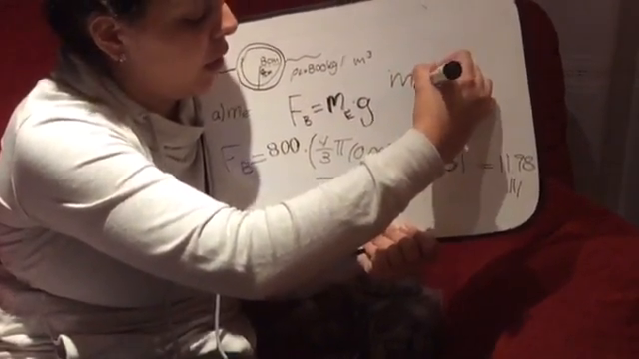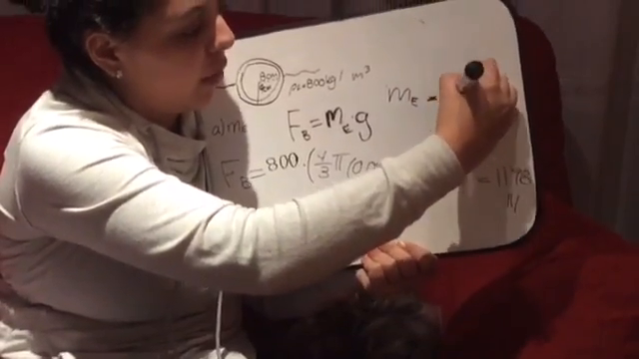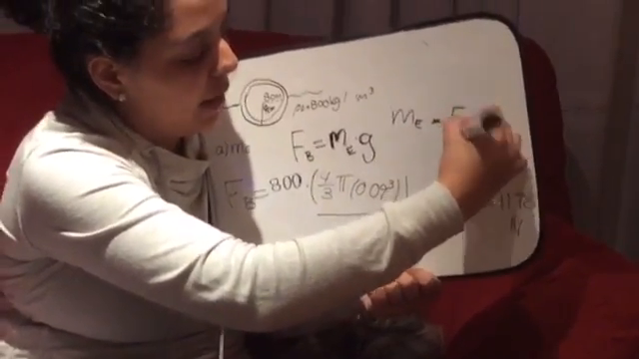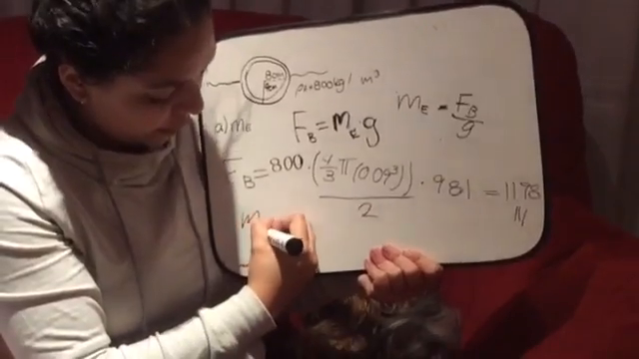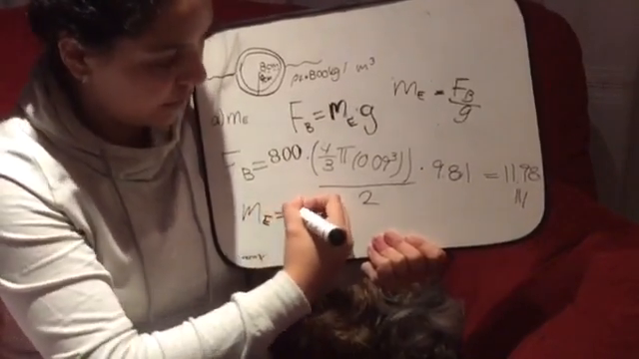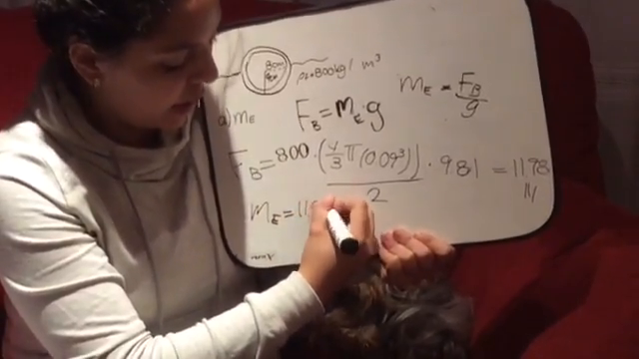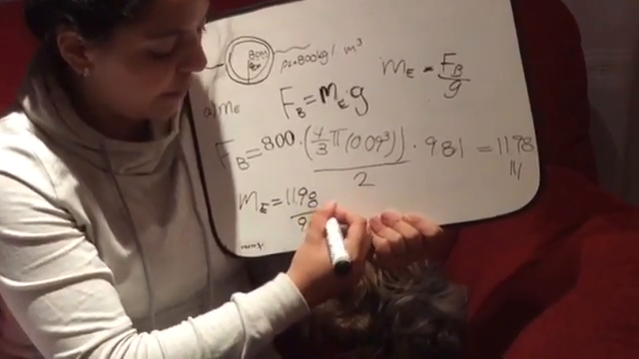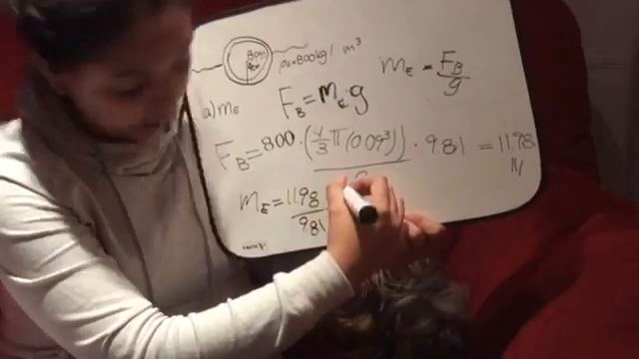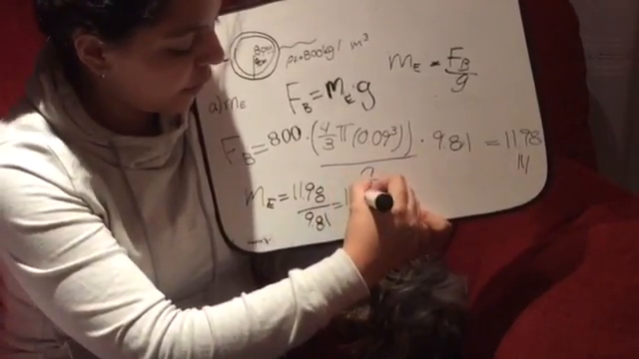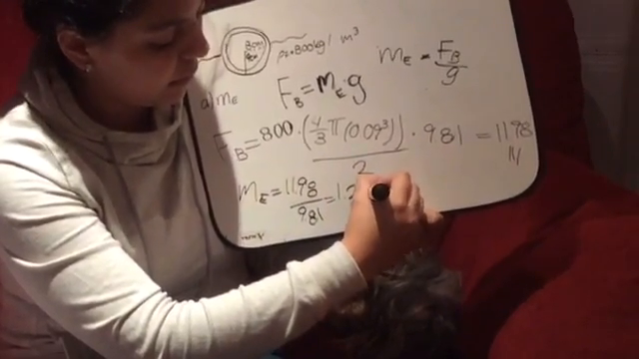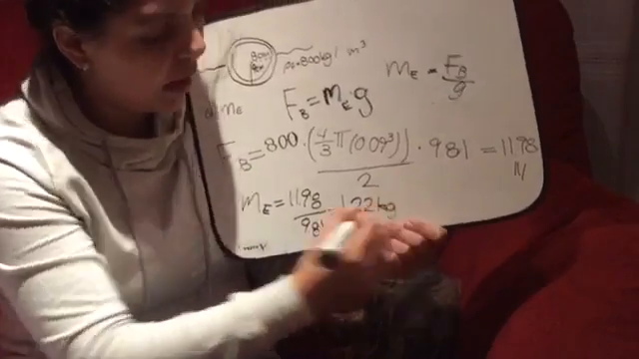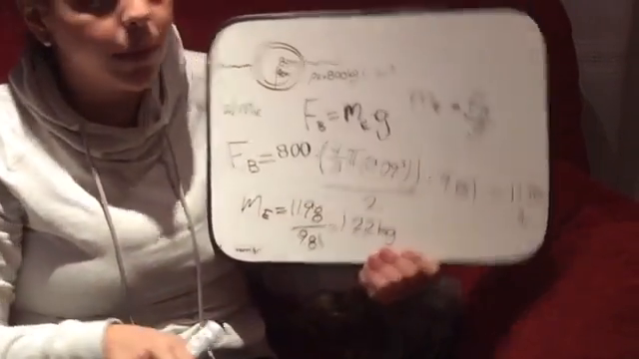So then we can use this to know what is the mass of the sphere. We know that the mass of the sphere should be equal to the buoyant force divided by gravity. Therefore, it should be equal to 11.98 divided by 9.81, which should equal 1.22 kilograms. And that is part A of our problem.